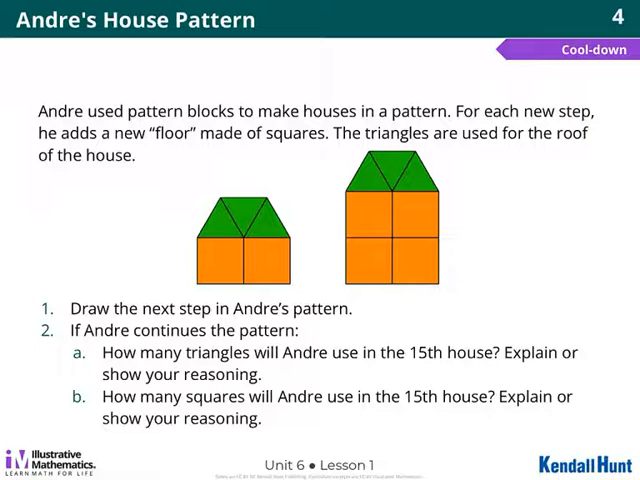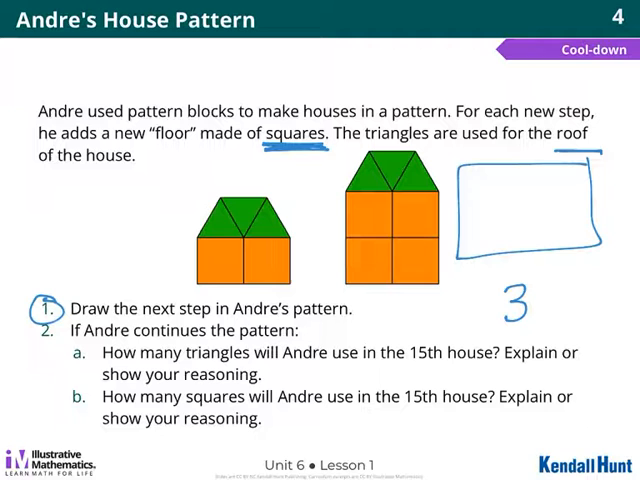Andre used pattern blocks to make houses in a pattern. For each new step, he adds a new floor made of squares. The triangles are used for the roof. Number 1, you are going to draw step 3 in Andre's pattern. If his pattern continues, we want to know how many triangles are in the 15th house and how many squares are in the 15th house.